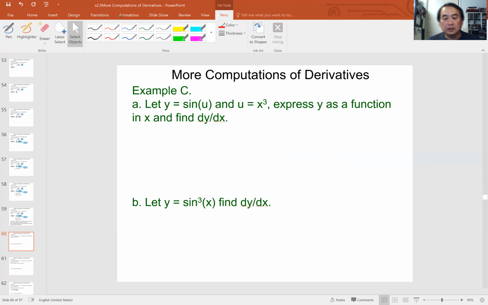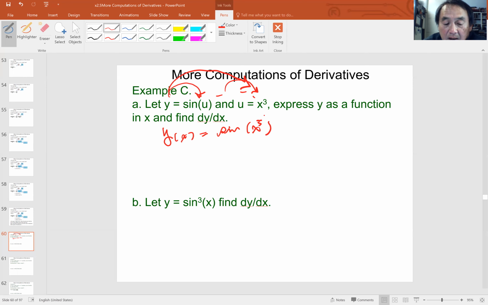Okay, so here we go. Here are 2 different examples with 2 different formulas, but they are in 2 different versions of being interchanged. So y is a formula in terms of u. U is a formula in terms of x. So y in terms of x directly is going to be, instead of u here, x cubed here. So it's going to be sine of x cubed. Okay, so this is the formula y directly in terms of x.